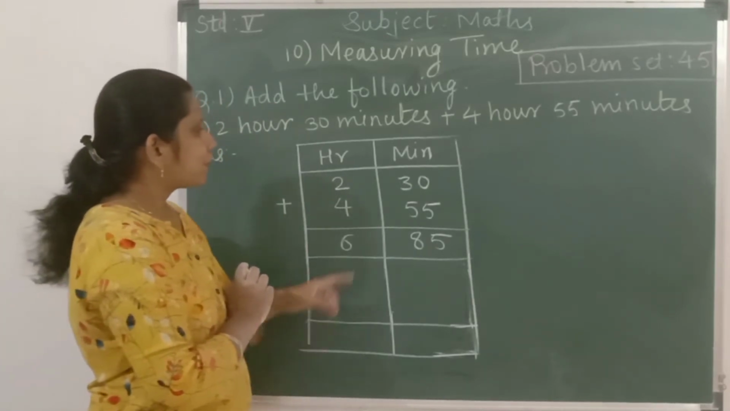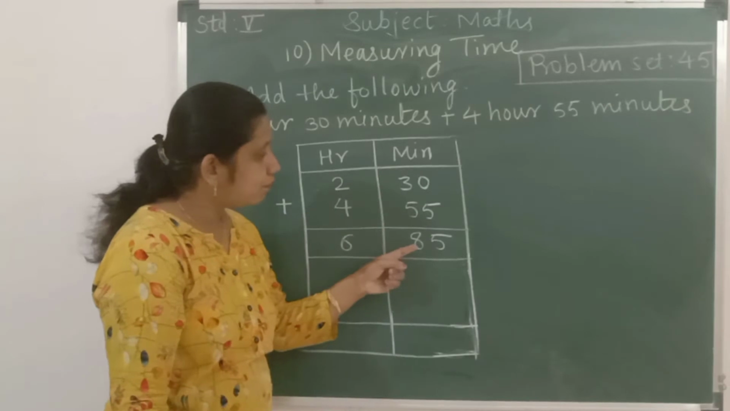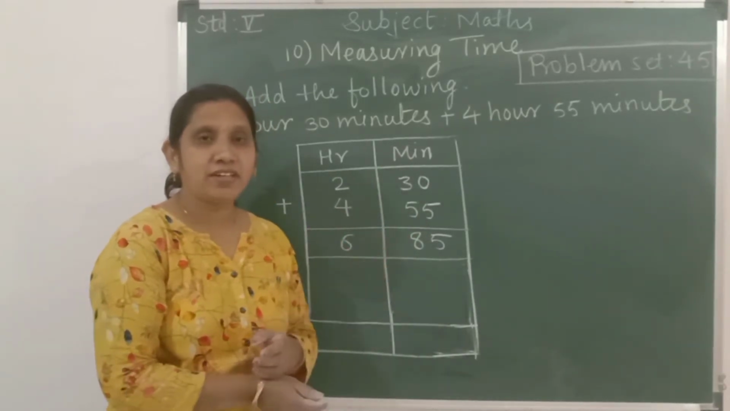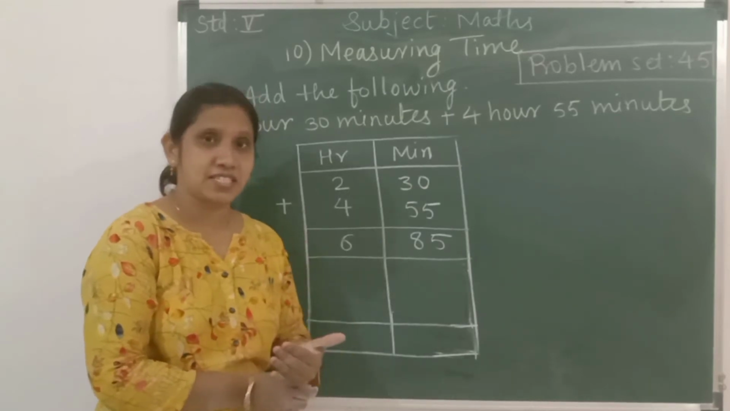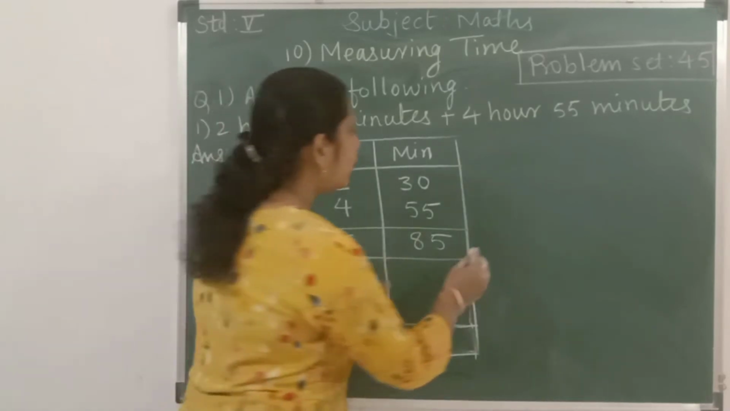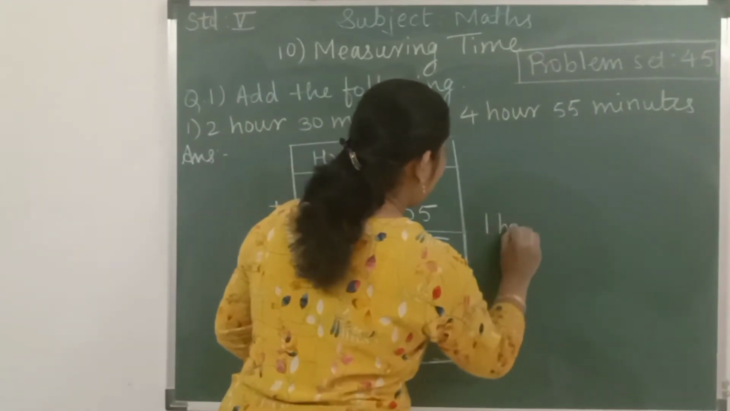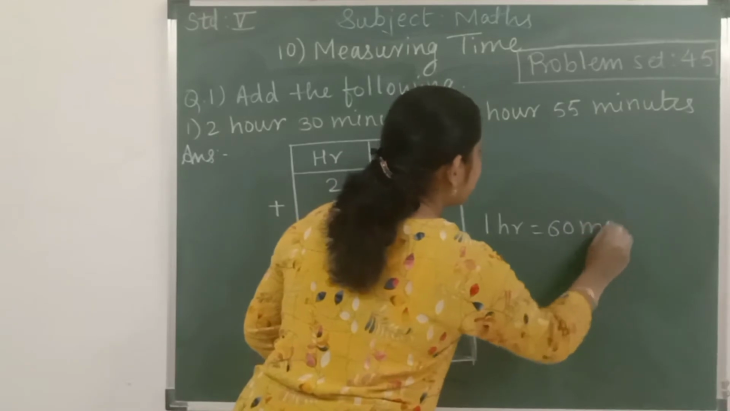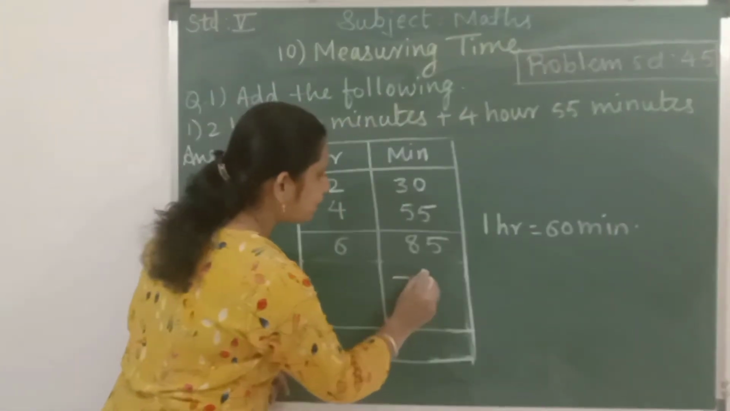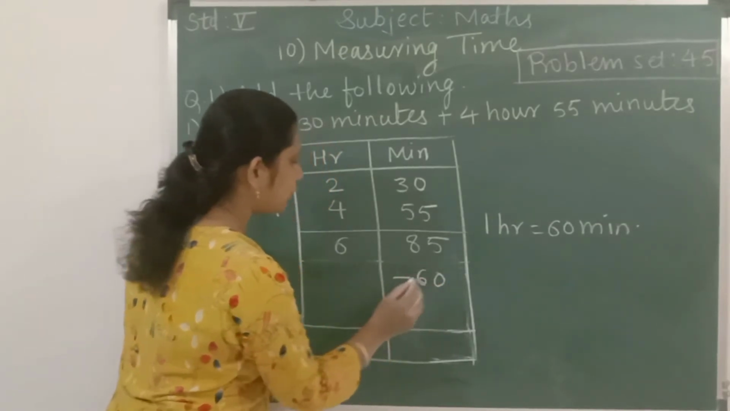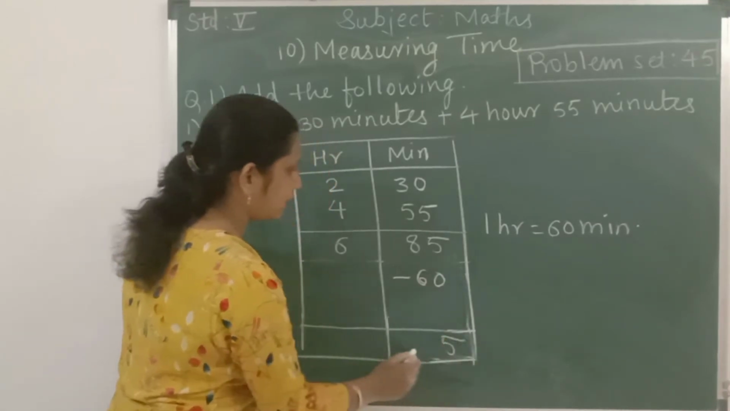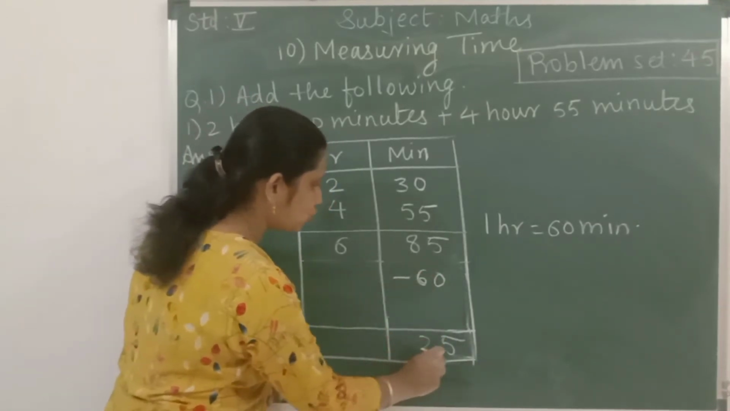Okay. Students, just have a look at this number 85 which is in minute column. 85 minutes is not there. It is greater than 60. 60 minutes means what? 1 hour. So, let us write over here 1 hour is equals to 60 minutes, which is very important. Now let us subtract here minus 60. Okay. So what will remain? 5 minus 0, 5. 8 minus 6, 2.